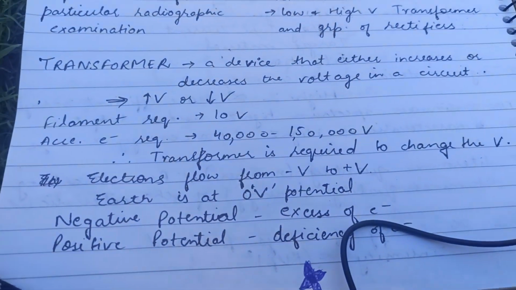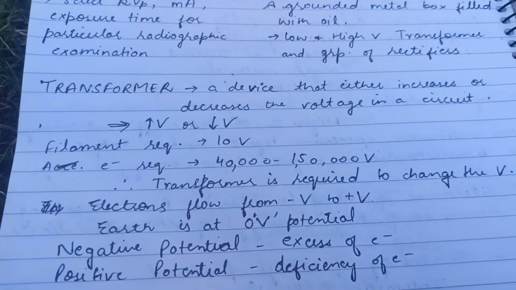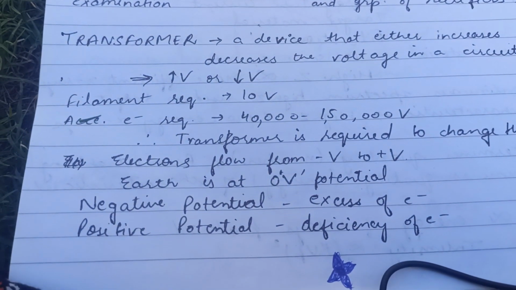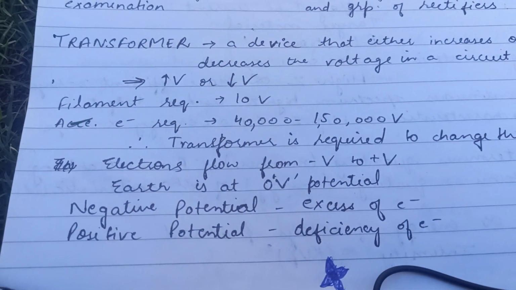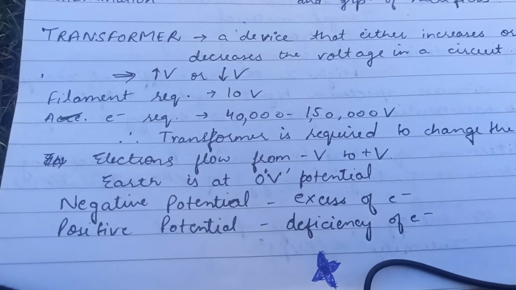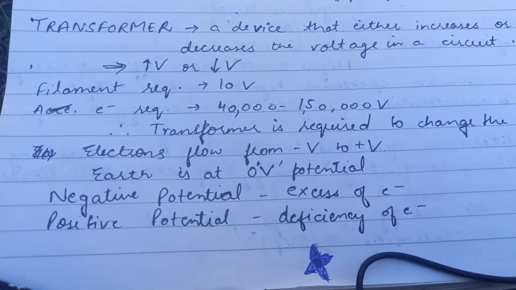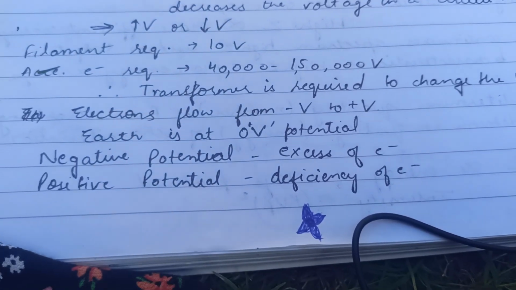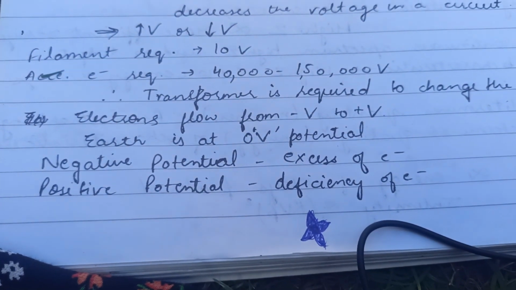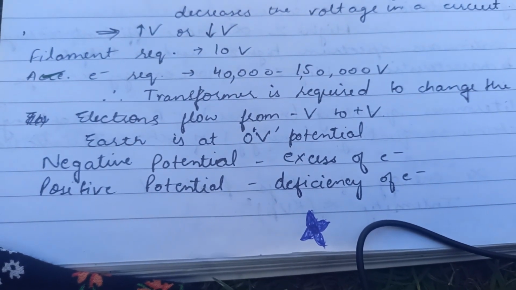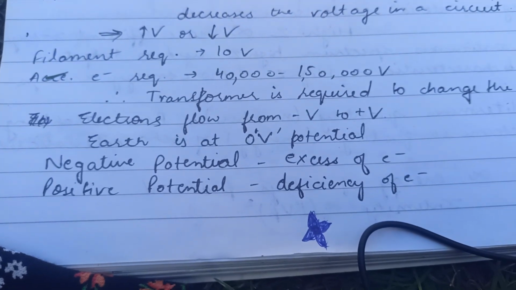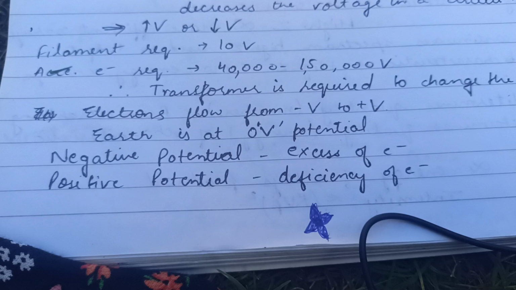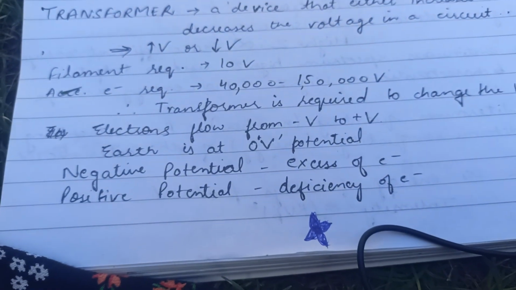The transformer is a device that either increases or decreases the voltage in a circuit. The filament requires 10 volts and the electron for acceleration requires 40,000 to 150,000 volts. So therefore a transformer is required to change the voltage. Electrons flow from negative potential towards positive potential value. Earth is said to be at zero potential. Negative potential means excess of electrons and positive potential means deficiency of electrons.